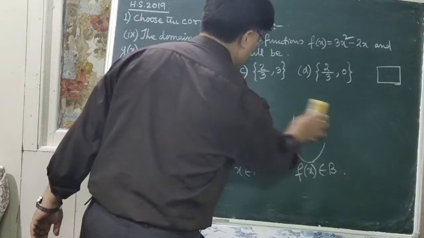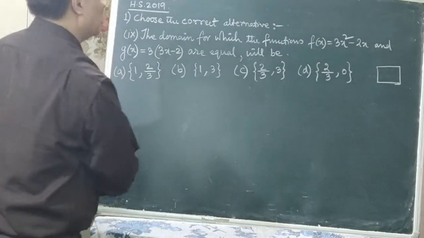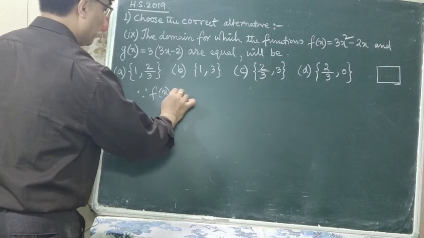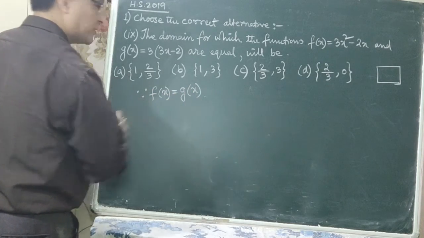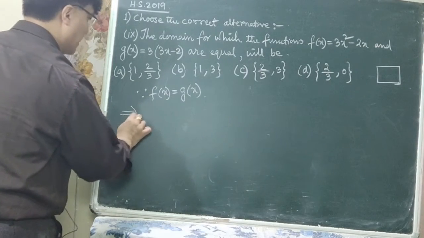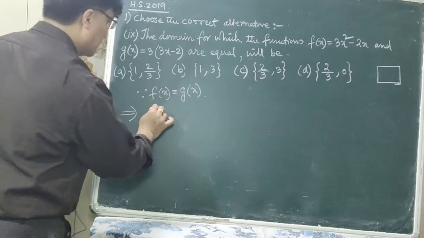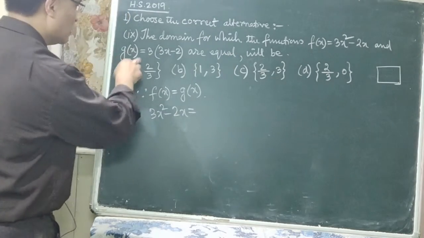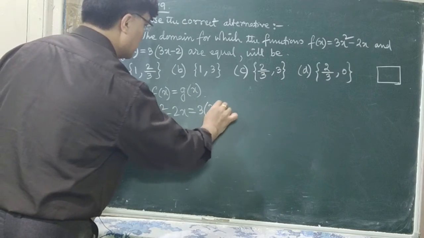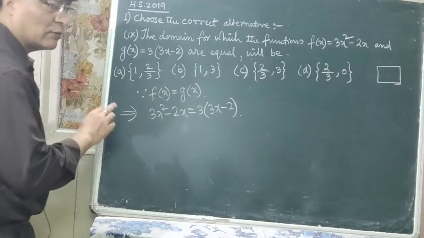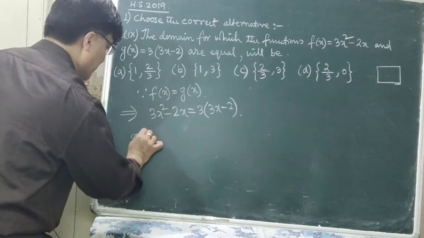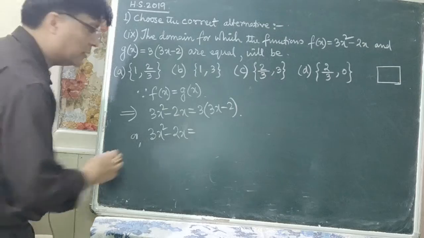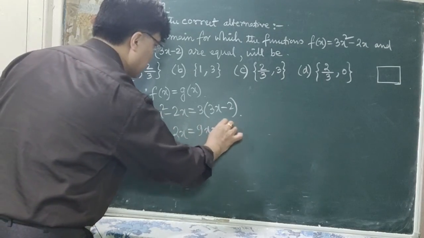Okay. So now let's do it now. Since in the question it is given that f of x is equal to g of x, right? So what does it imply? What is f of x? F of x is 3x square minus 2x, which is equal to, what is g of x? It is 3 into 3x minus 2. Now let us solve it to get the values of x. Okay, so this is 3x square minus 2x is equal to, multiply by 3 here. This is 3 3s are 9x minus 6.